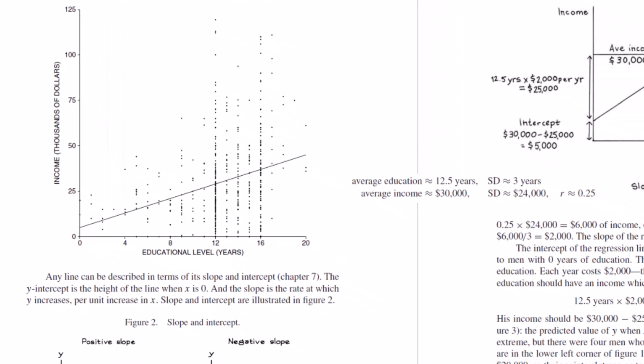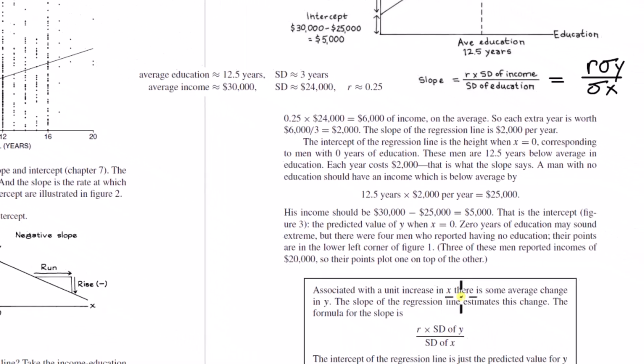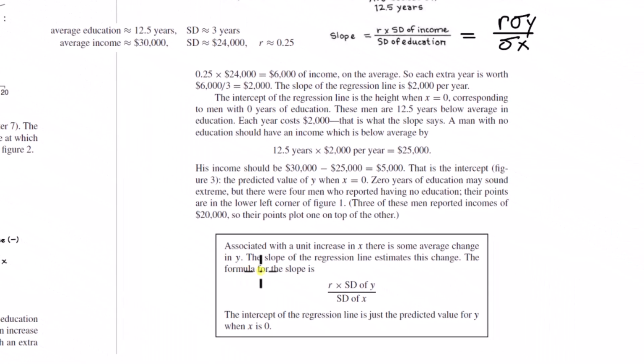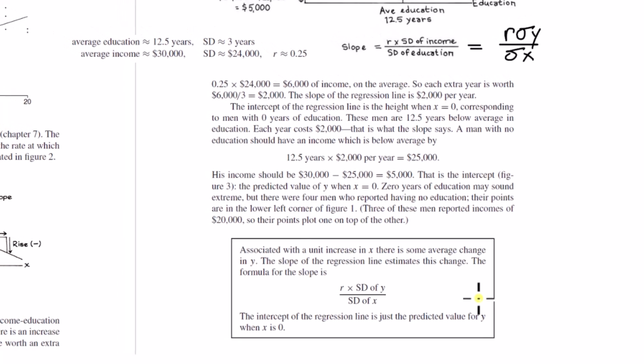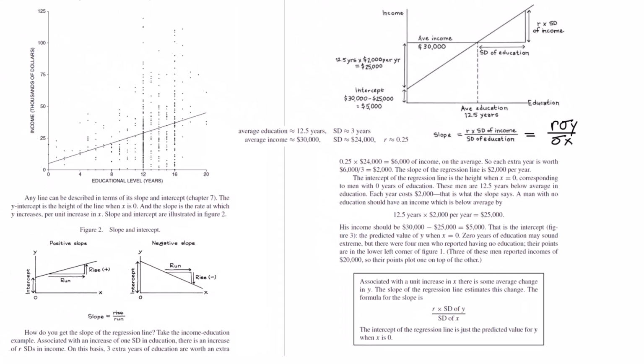Okay. So, associated with the unit increase in x, there's some average change in y. The slope of the regression line estimates this change. The formula for the slope is this. The intercept of the regression line is just the predicted value for y when x equals 0, which you can get by using the point slope form with the point of averages and the slope, and then putting it into y equals mx plus b form and setting x equal to 0. We could do that. Let's see what they might show us on the next page.